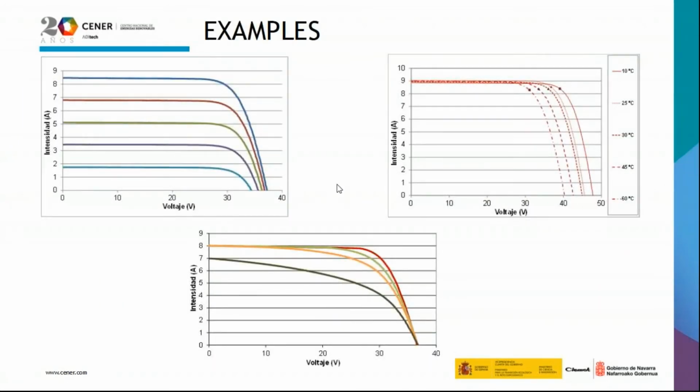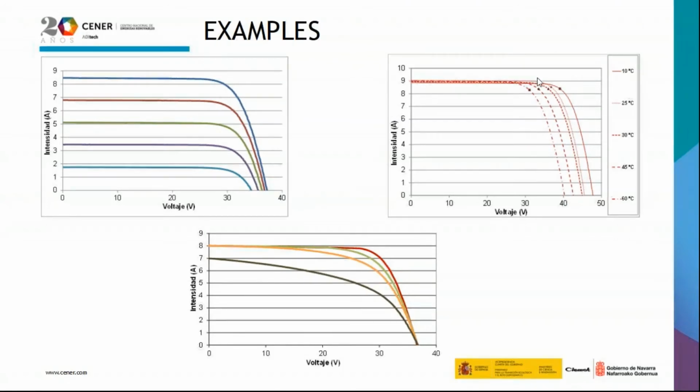Some examples. Here we have the IV curves of a module measured at different irradiances. We can see here this is the short circuit point, and the short circuit current is decreasing with the irradiance, but the open circuit voltage doesn't change a lot.